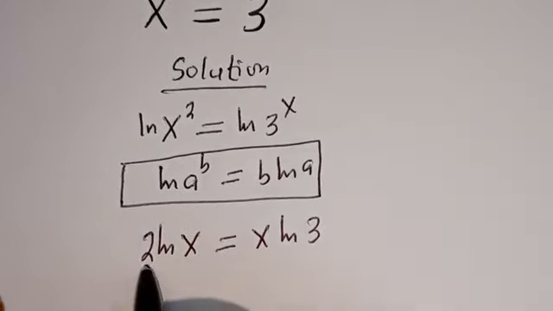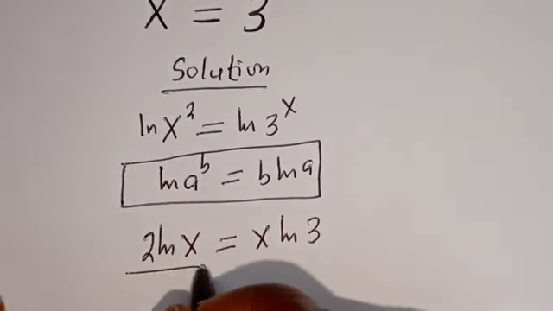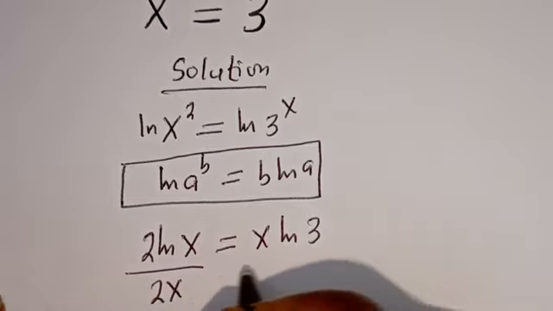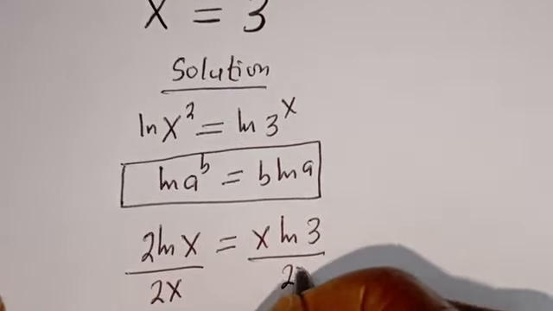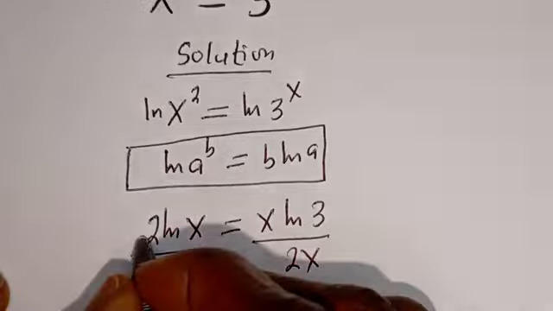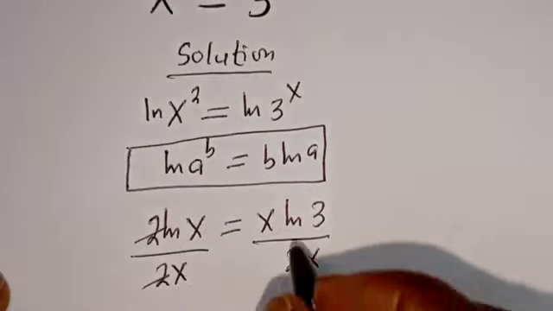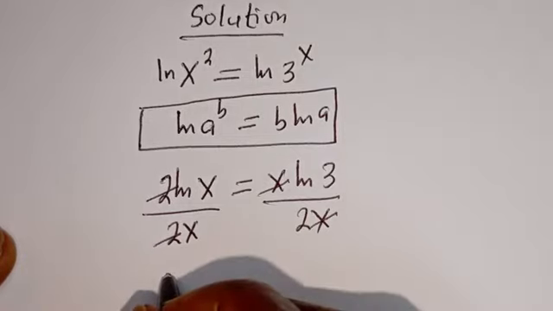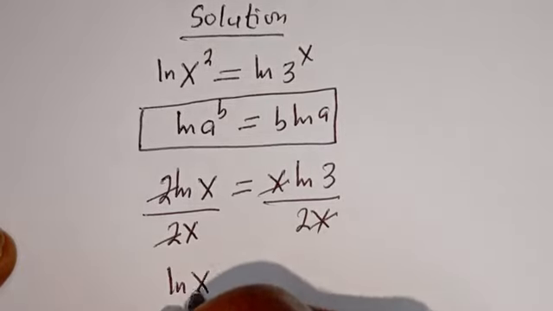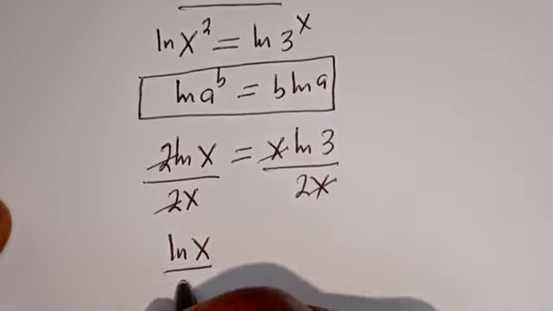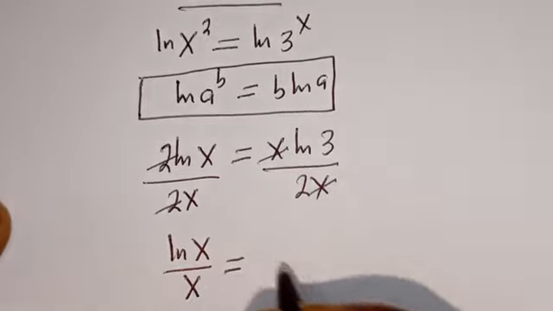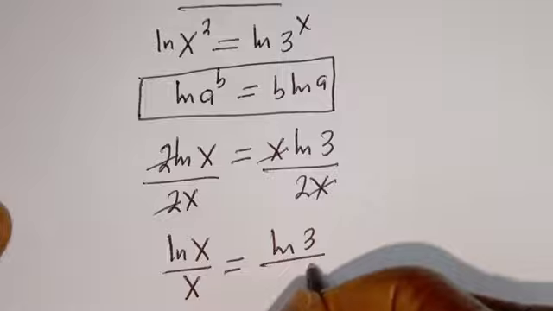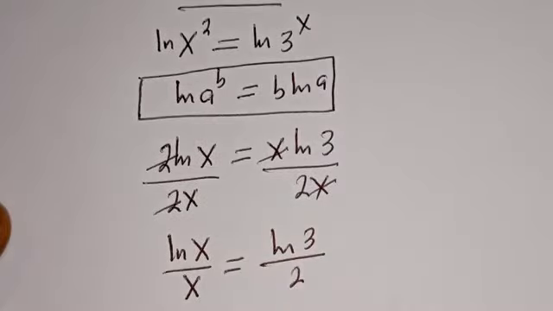Now here we have 2 here and we have x here. Let's divide both sides of this equation by 2x. Now we cancel this 2 and we cancel this x. We have ln of x divided by x is equal to ln of 3 divided by 2.